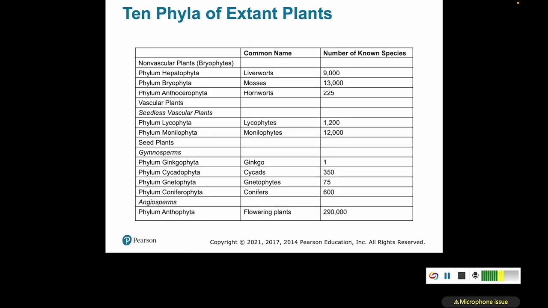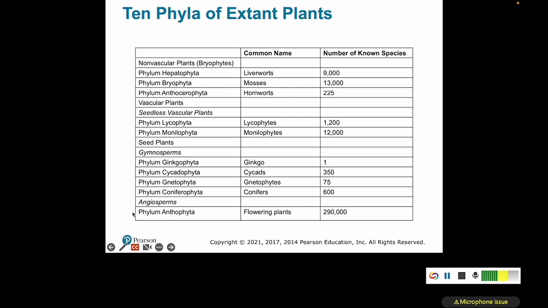We are going to go through 10 phyla of extant plants, living plant lineages. The non-vascular plants are bryophytes. We have Hepatophyta, Bryophyta, and Anthocerophyta. The vascular plants, we have the seedless vascular plants, Lycophyta and Monilophyta. And the seed plants, we have gymnosperms, which are Ginkgophyta, Cycadophyta, Gnetophyta, and Coniferophyta, and angiosperms, the Anthophyta.